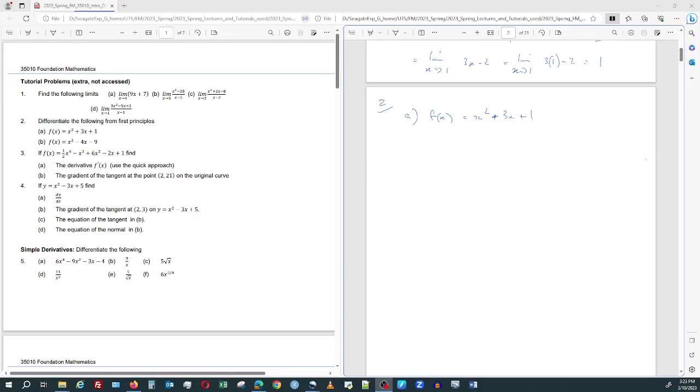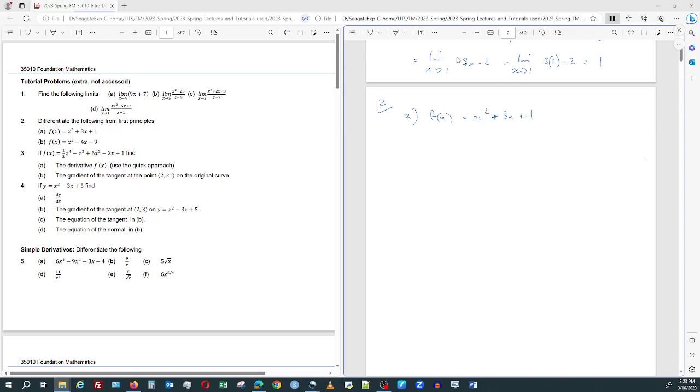Alright, so where are we going now? Yes, we're doing differentials of tutorial 7, and we're looking to differentiate a couple of things from first principles. So that's what we're up to at the moment. Alright, so let's just keep on with it.